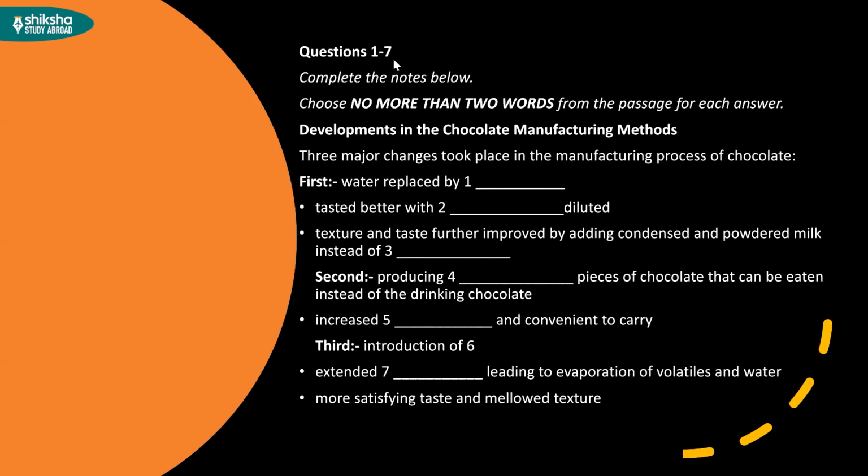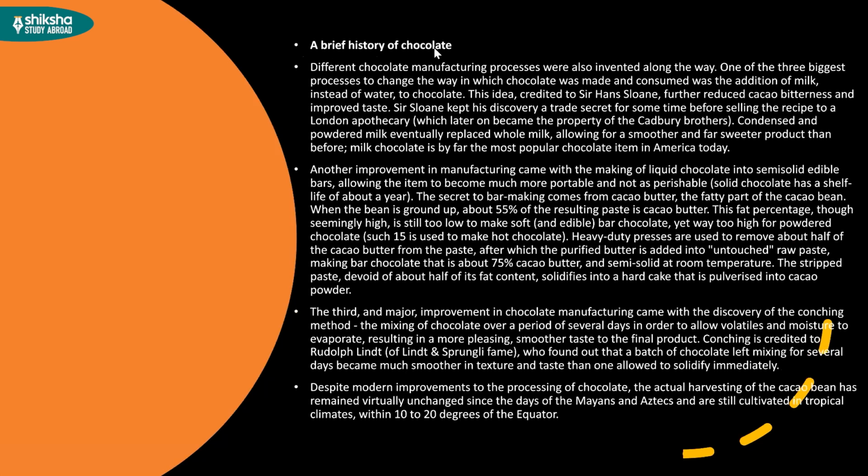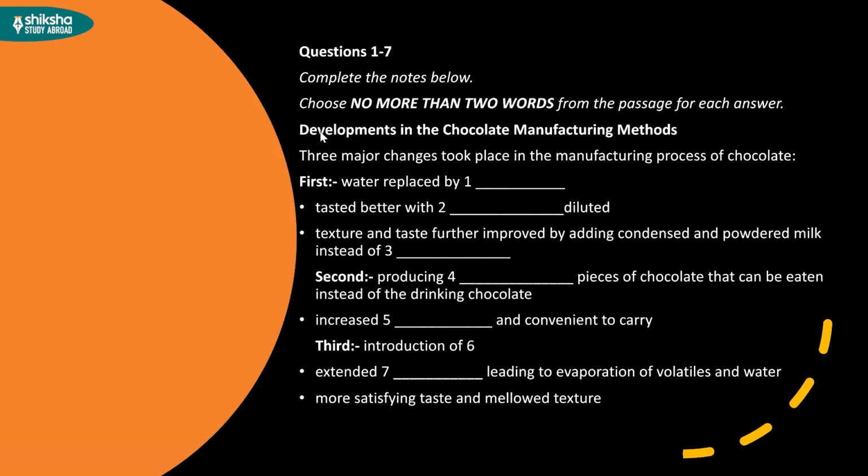And questions like these, 1 to 7, say: complete the notes below, choose no more than 2 words from the passage for each answer. So there are a few sample questions which I have given to you. Developments in the chocolate manufacturing methods is a subheading, as you can see. The heading was a brief history of chocolate, and then the subheading was developments in the chocolate manufacturing methods.